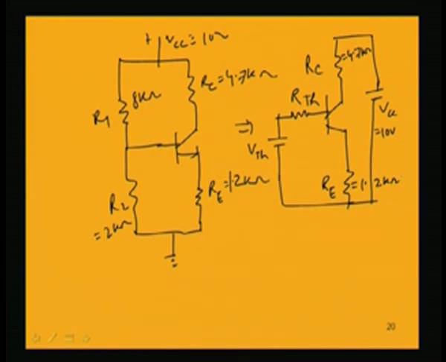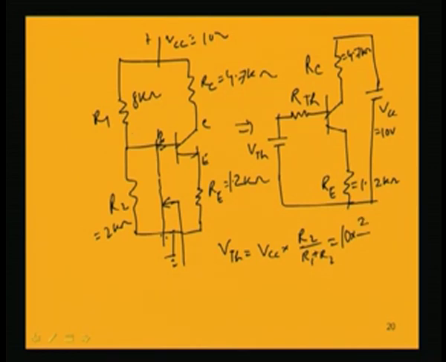Now, what is V Thevenin? That is equal to VCC into R2 by R1 plus R2. If we look from the base, this is collector, this is emitter, you have to look from base to ground, these two points, into the circuit to the left. I want to find out across these two points. So, VCC into R2 by R1 plus R2 is equal to 10 into 2 by 2 plus 8, with R2 being 2 kilo ohm. That is 2 by 10, so the 10s cancel, and it comes to 2 volt.